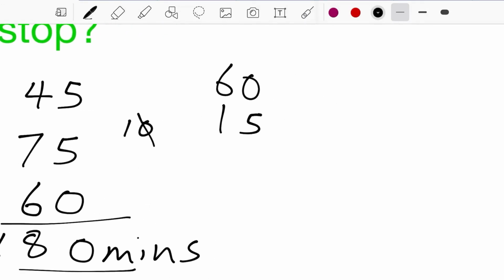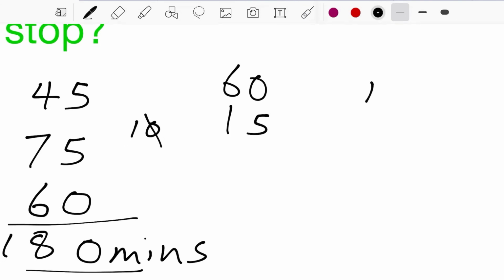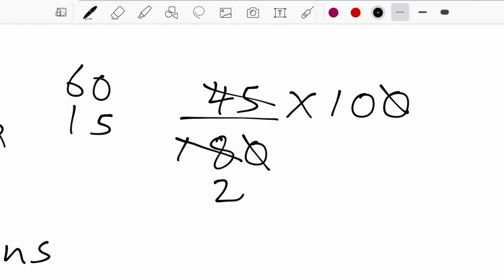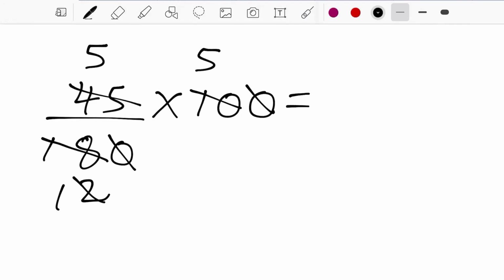The walk was 45 minutes. So that's 45 minutes out of the 180 minutes. We can multiply this by 100 to make that into percent. Cancel 1 and 0 on top with 1 and 0 below. 9 into 18 is 2. 9 into 45 is 5. 2 into 2 is 1. 2 into 10 is 5. 5 times 5 is 25%.